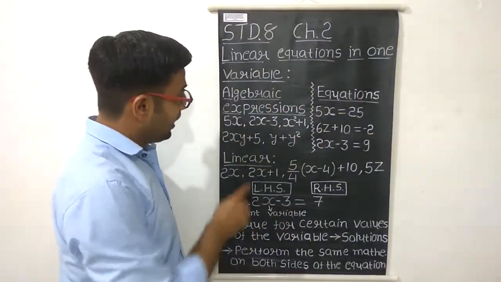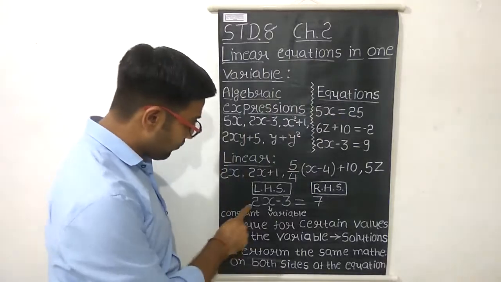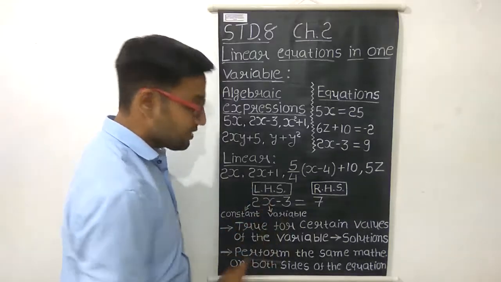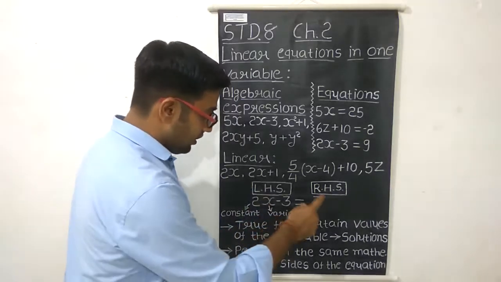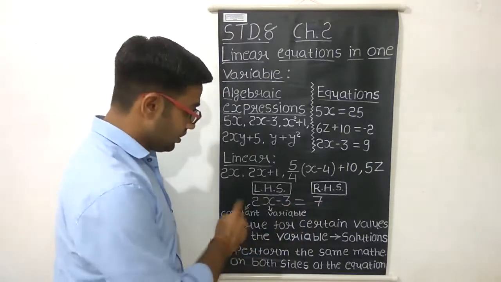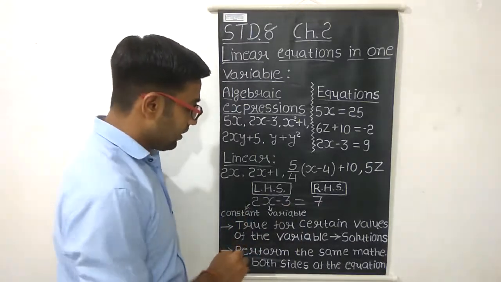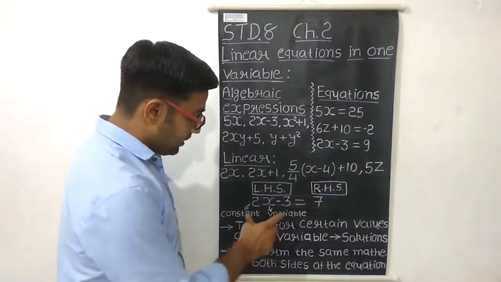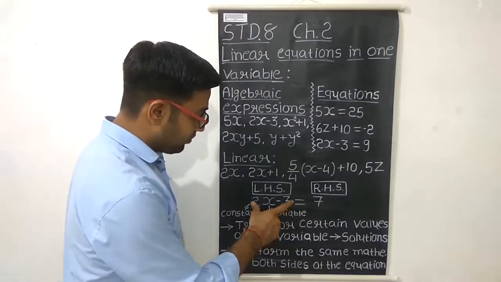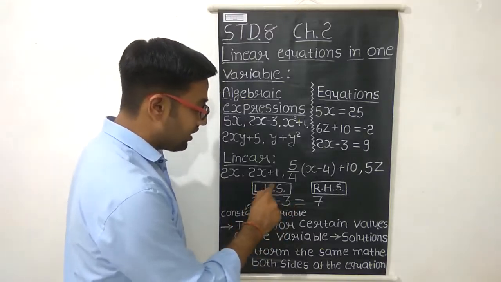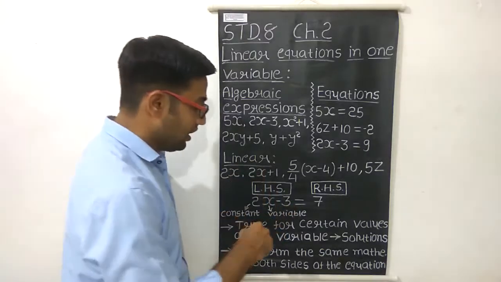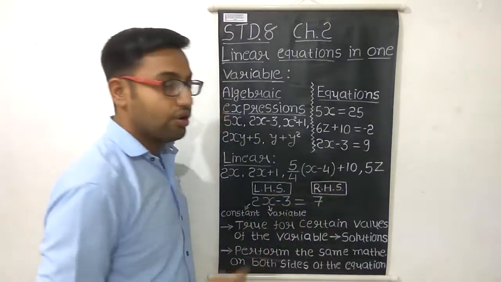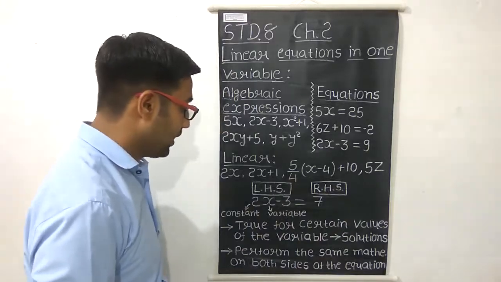Okay. I have already said before what 2 is. 2 is a constant. What is x? x is a variable. This 3 and 7 are also constants. Okay. So 2x minus 3 is equal to 7 is a linear equation. This side, 2x minus 3, is called the left hand side of the linear equation, and this side, 7, is called the right hand side of the linear equation.